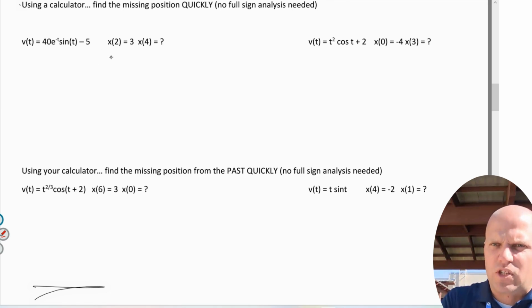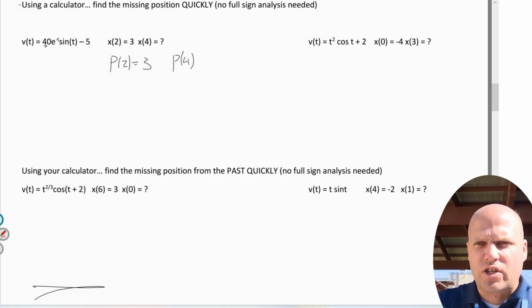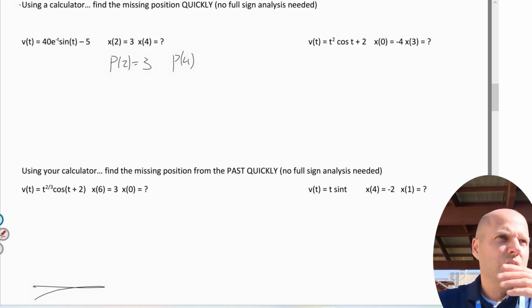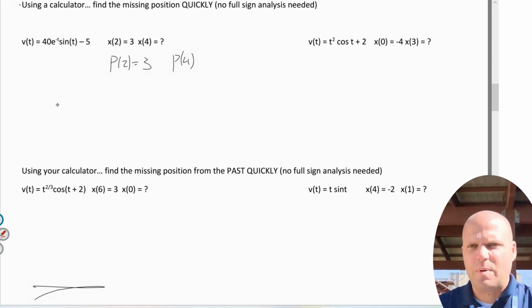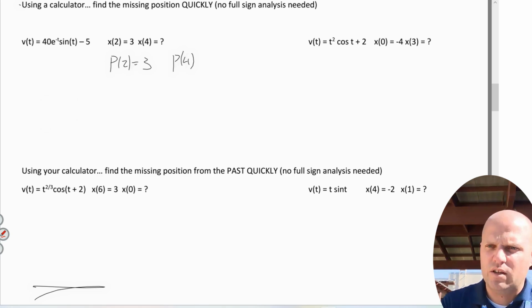If you have a position, you want a future position, and you have how the position's changing, you could be just like, okay, cool. My position at my 4th second, I mean, you could just go ahead and accumulate. Maybe it's better. I think a lot of people feel better of like, okay, what do I get if I accumulate this velocity from 2 to 4?